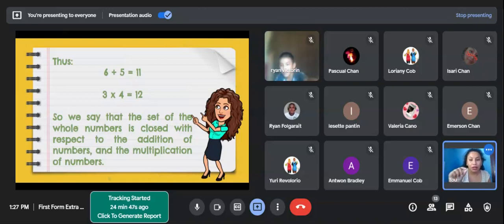Why? Because if I have 6 plus 5, that gives me 11. The 6 and 5 are what kind of numbers? Remember in the first week when we had classes, we talked about types of numbers. Under what group do these fall under, 6 and 5? Who can tell me?